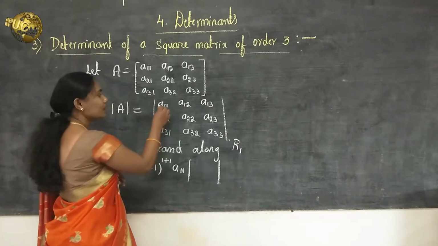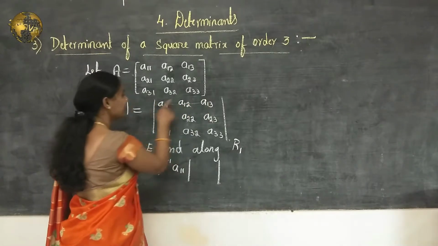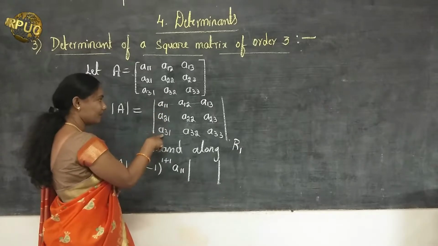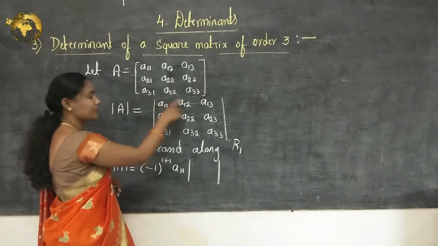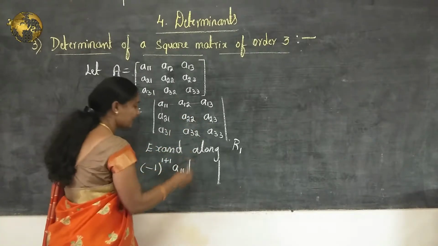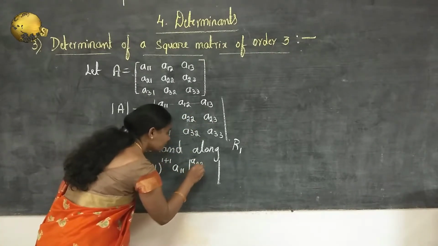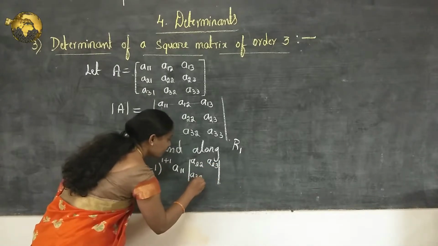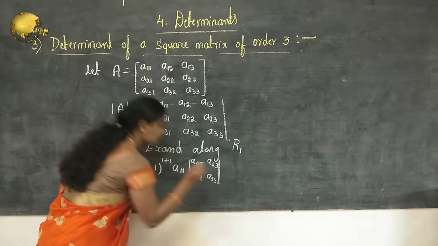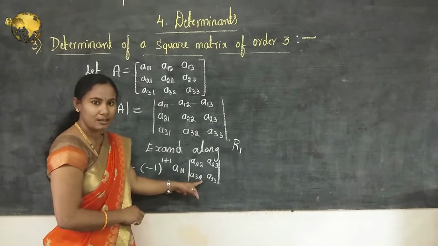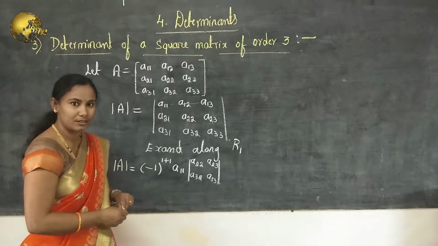So how to do it? See here, A11 is in the first row and first column, so neglect the first row and first column elements. Whatever 4 elements remain, we have to write here: A22, A23, A32, A33. Like that we have. Afterwards we know how to expand this order 2 determinant.